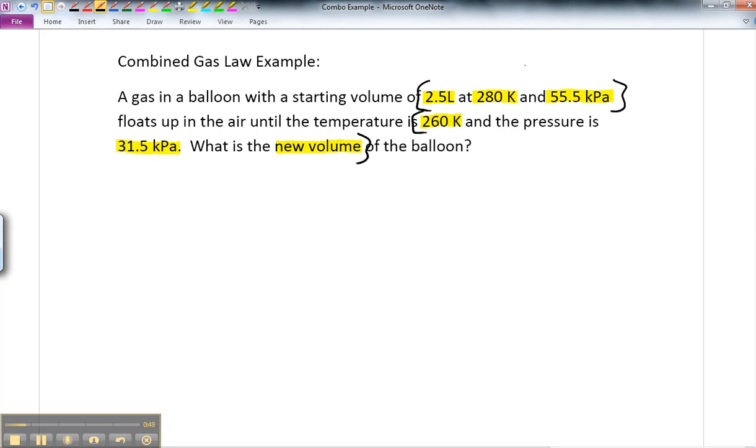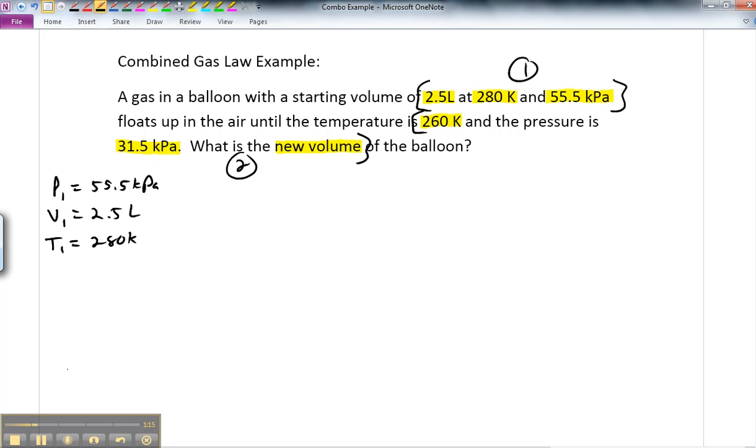Okay, we're going to call these the ones and the others the twos. So over on the left here, we're going to put P, V, and T, and we're going to assign 1 and 2 to each one of them. So P1 is 55.5 kPas. That comes from group 1. V1 is 2.5 liters, and T1 is 280 Kelvin.